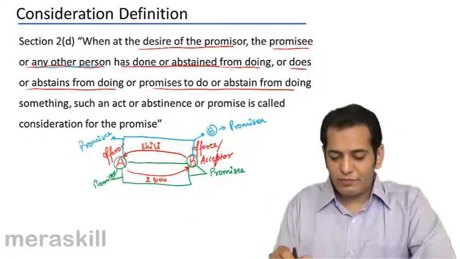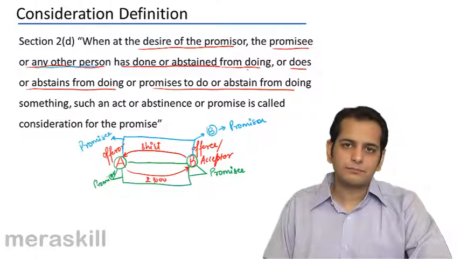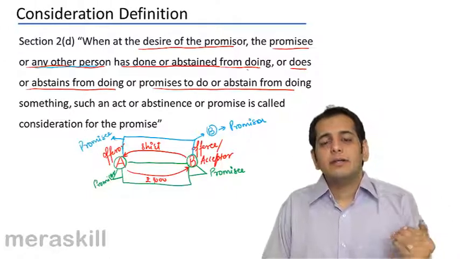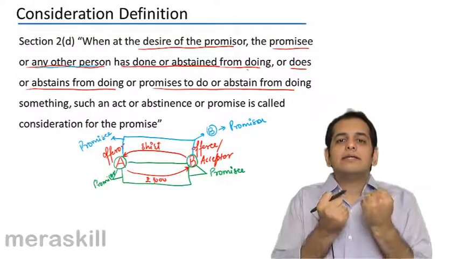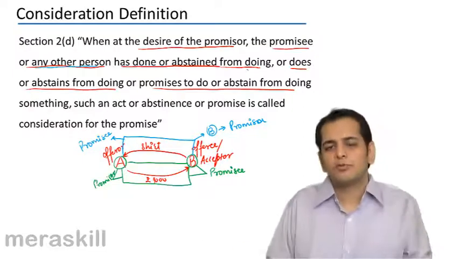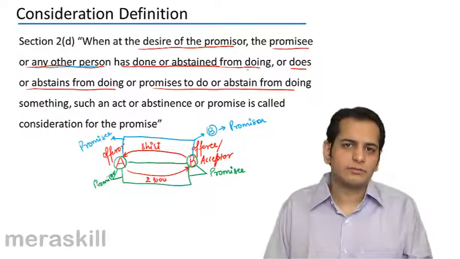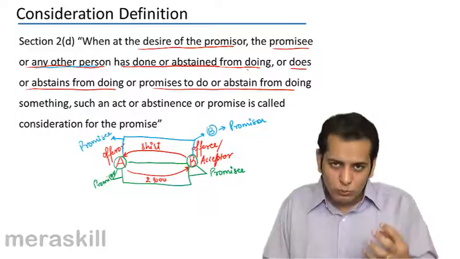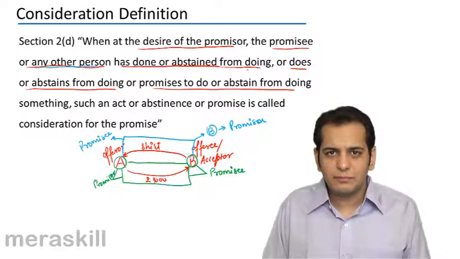Now this phrase we have already covered when we were doing the definition of offer. While we were studying offer, we said when one person is willing to do something for the other, or he is refraining himself from doing, he is stopping himself from doing, he is abstaining from doing something. So it will always be used together. You either do something or stop yourself from doing something.